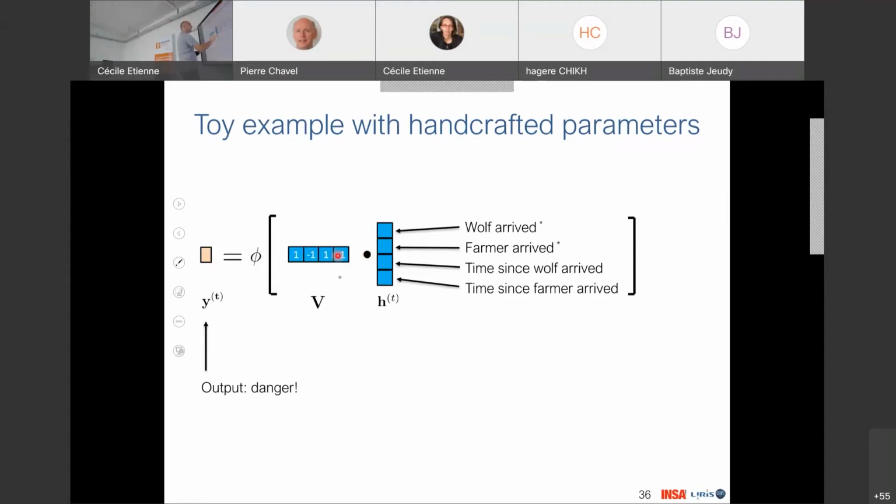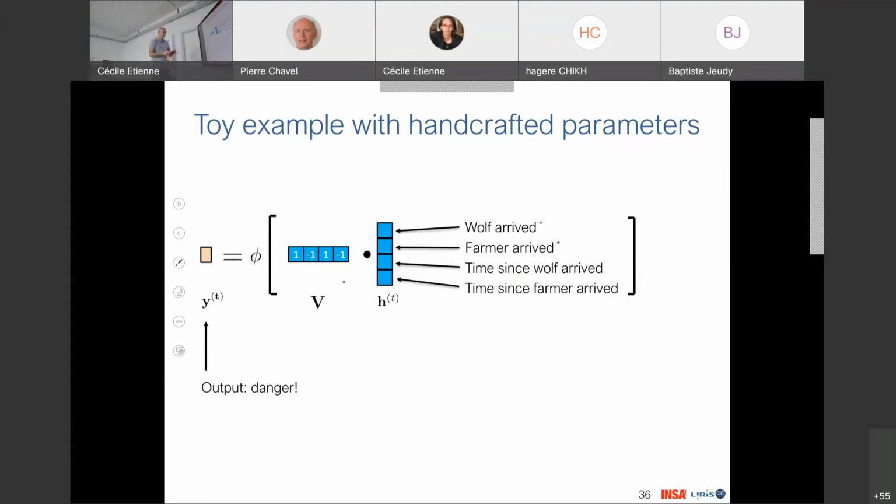The second one calculates the difference between time since Wolf arrived and time since Farmer arrived. This is only meaningful if they're there. So if they're not there, they're zero anyway, so there's no contribution. And if these guys are both here, then this contribution is zero, and this contribution will be one if the Wolf arrived before the Farmer, and that's exactly what we want.